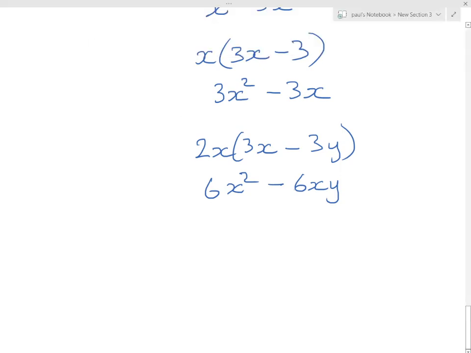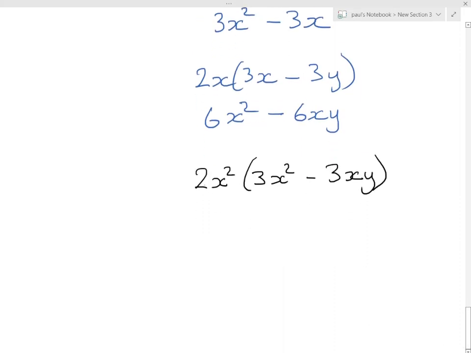Now, next bit. Let's do another one, yeah? 2x squared, 3x squared minus 3xy. This is as complicated as it can get with a single bracket. So 2 times 3 is 6. x to the 2 times x to the 2 is x to the 4, because we add the indices. 2 times 3 minus 3 is minus 6. x to the 2 times x to the 1 is x to the 3, and the y on the end.